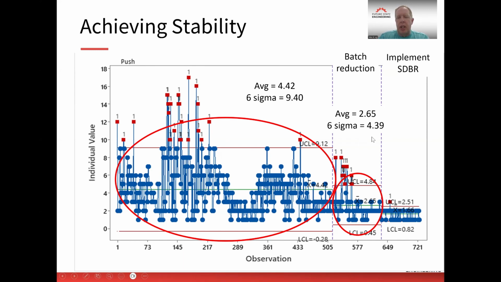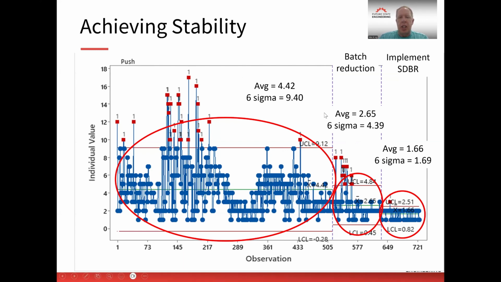And so when we implement the SDBR, what we see here is significant reduction in variability and significant reduction in the time to complete a work order through the system. So now we're looking at average of 1.66 days from start to finish through the value stream, with 6 standard deviations of 1.69. So when I've been talking about breakthrough improvement, this is what I'm talking about in breakthrough improvement.